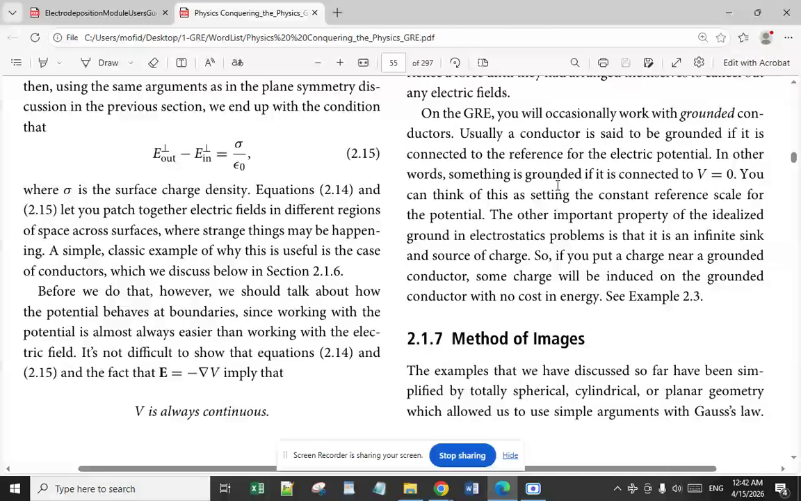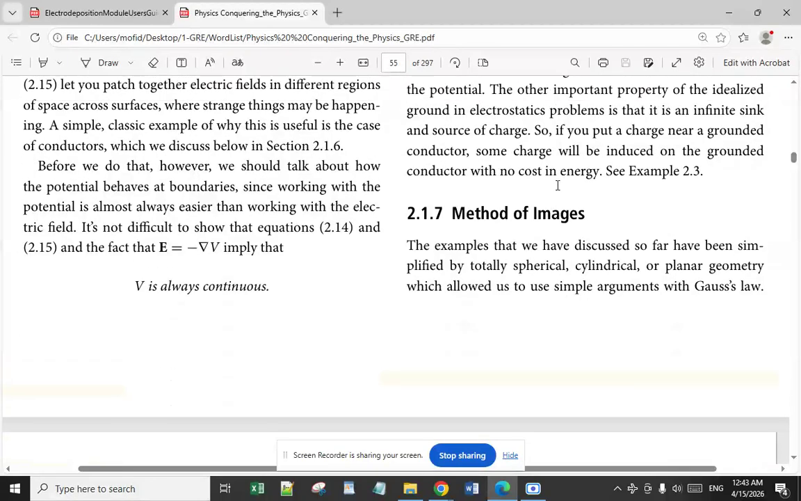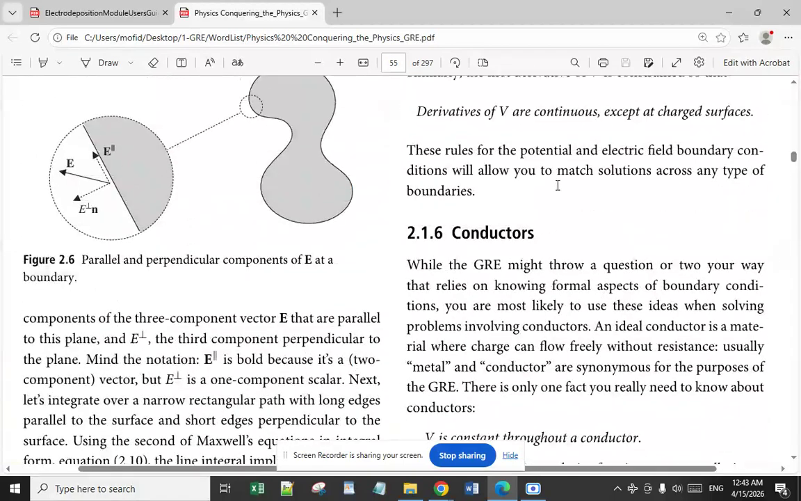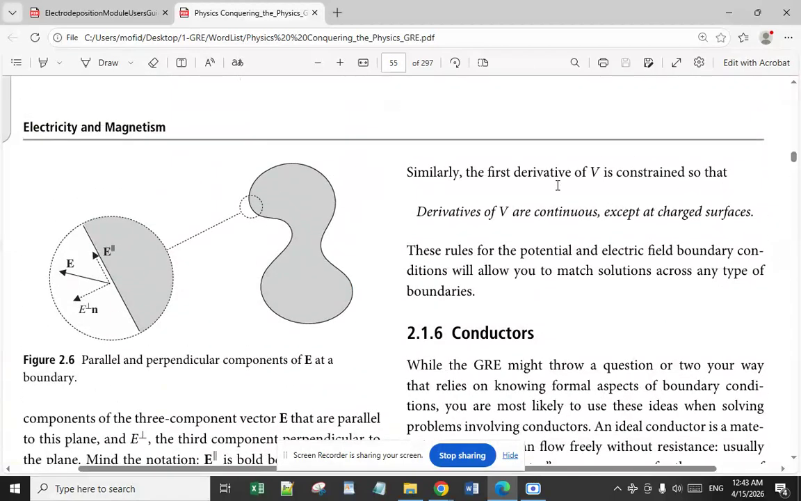It's not difficult to show that Equations 2.14 and 2.15, and the fact that E is equal to minus the gradient of V, imply that V is always continuous. Similarly, the first derivative of V is discontinuous only at surfaces with surface charge, so derivatives of V are continuous except at charged surfaces. These rules for the potential and electric field boundary conditions will allow you to match solutions across any type of boundary.